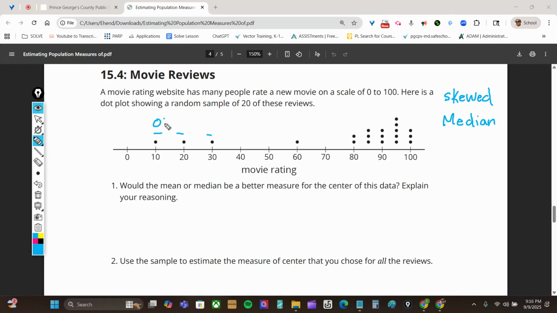Okay, and again, when you have uncommonly high or uncommonly low numbers, those are called outliers. Okay, if there is symmetry or balance, if the data is neat, or symmetrical, then we want to use the mean.